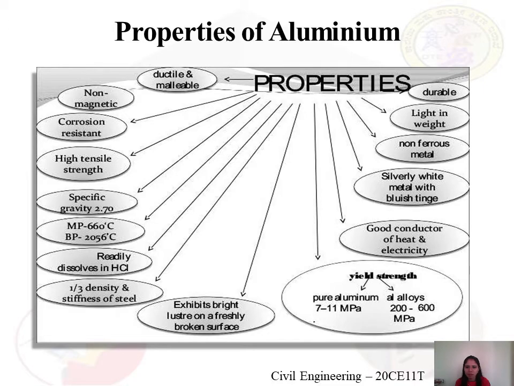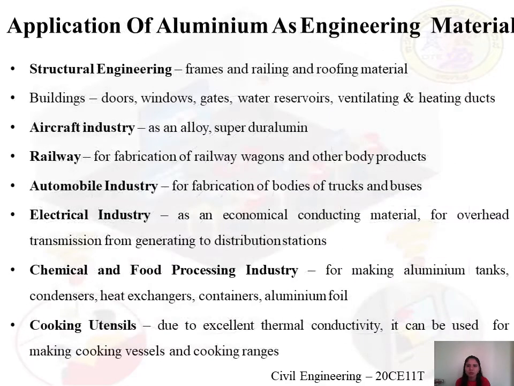The next one is applications of aluminium. Aluminium is used for making frames and railing of roofing. In structural engineering, it is used for making frames, roofing materials, building doors, windows, and gates. In the aircraft industries, as it is an alloy, it is used for making some aircraft parts. In the railway industries it is used for the fabrication of railway wagons and other railway body products, and in the automobile industries it is used for the fabrication of bodies of trucks and buses. In the electrical industries it is used for making wires.